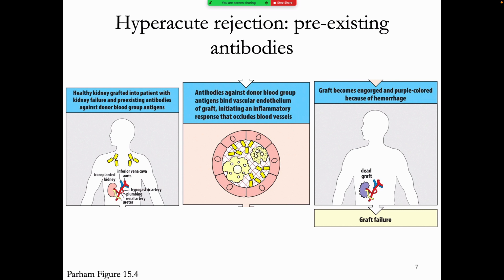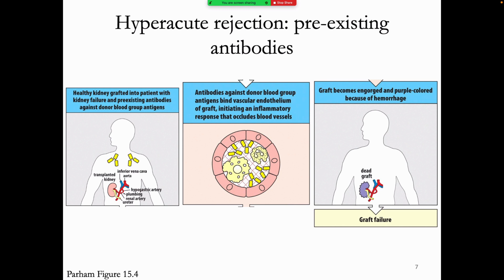And so you can see this here as well. Here's our patient. They have received a new kidney. It's been surgically put into their vasculature. However, sadly, they have pre-existing antibodies that already bound to some antigen in this kidney. Those antibodies will bind to those antigens that are on the surface of the vessels in that kidney, and start to destroy the vessels.